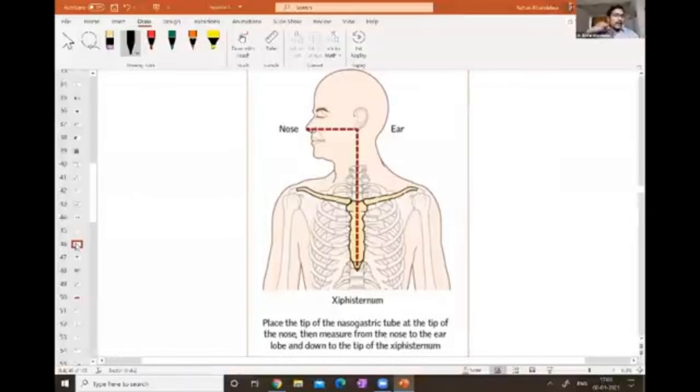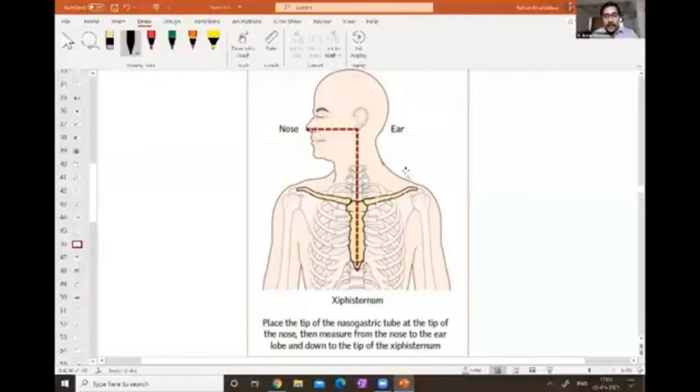You should know how to measure the length of the Ryle's tube, from the nose to the ear and ear to the xiphisternum. Nose to the ear and ear to the xiphisternum. That is the best way to measure the length of the Ryle's tube which is to be inserted. I'm sure a lot of you must have seen Ryle's tube being inserted. You should know all the potential questions pertaining to Ryle's tube. I've just told you some of the important questions.